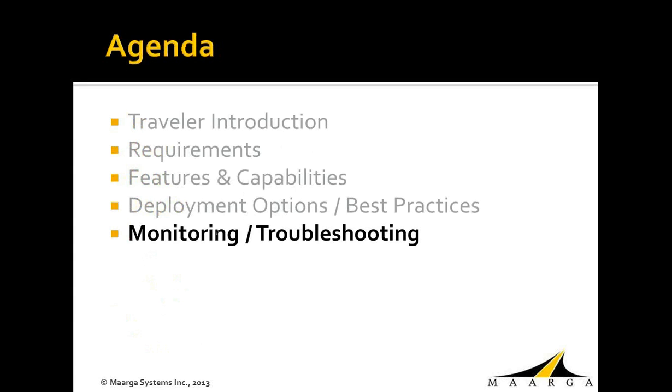Next, let's have a look at some of the monitoring and troubleshooting commands that are available for Traveler. If you hit upon some issue, you can do the first level troubleshooting yourself, and then you can prepare the information that you need to share with IBM if you are escalating the issue or creating a PMR.